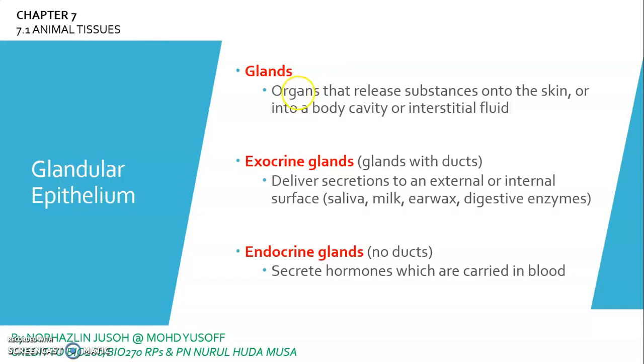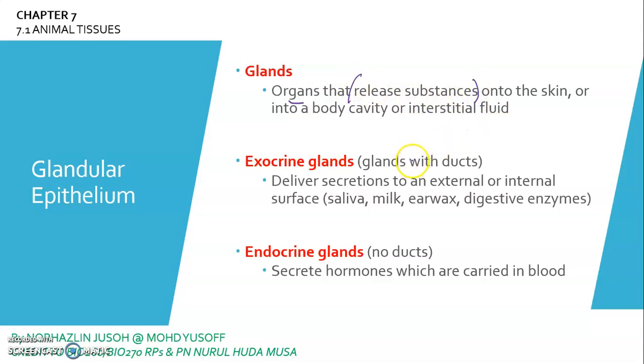For the glandular epithelium, which means that the glands are made up from epithelium tissues. So we have to know how to define what a gland is. Actually, glands are organs that release substances onto the skin, or into a body cavity, or into the interstitial fluids. This is what we call glands. The keyword here is release substance.